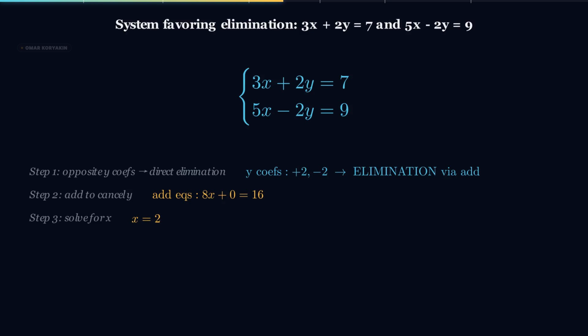Use the first: 3 times 2 plus 2y equals 7. 6 plus 2y equals 7. Subtract 6: 2y equals 1. Divide by 2: y equals 1/2.